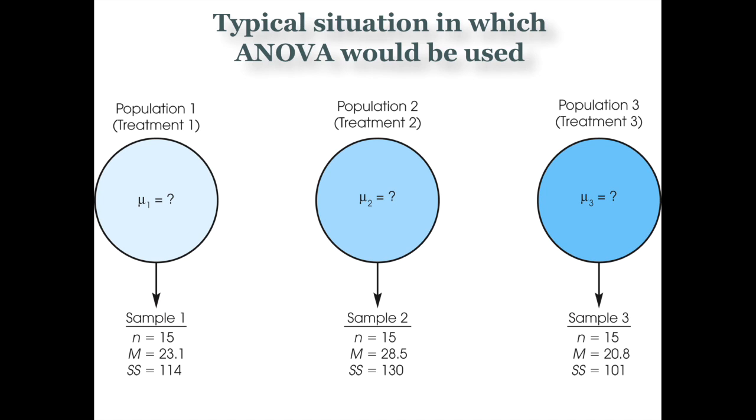So a typical situation where ANOVA would be used is anytime that you have more than 2 populations that you're pulling from. So in this case, we have 3 populations that we're pulling from. So in population 1, we're going to pull 15 people for each one of the groups, right? But the mean for the first group was 23.1 compared to 28.5 for the second group and 20.8 for the third group. Sum of squares also vary too. So 114 for the first group, sum of squares 130 for the second group, and then 101 for the third group. So again, the individual numbers are going to vary.